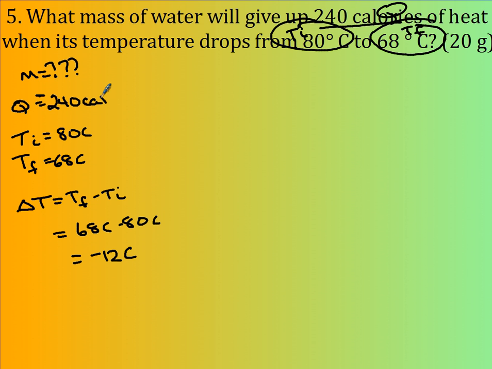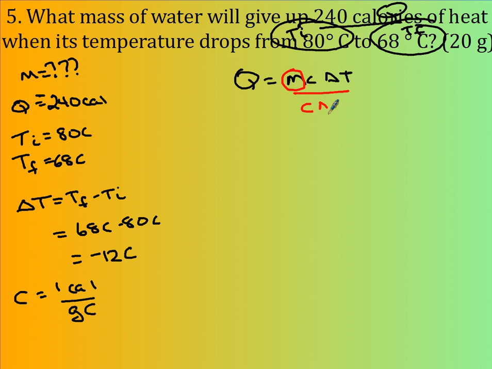Now I'm forgetting something. I need my specific heat for water. So C for water, I know, is 1 calorie per gram Celsius. Now I use the calorie one because I was told that my heat was in calories. So Q is mc delta T. Now I'm looking for M, so I divide both sides through by C delta T. So when I rearrange this, I get that the mass is Q divided by C delta T.